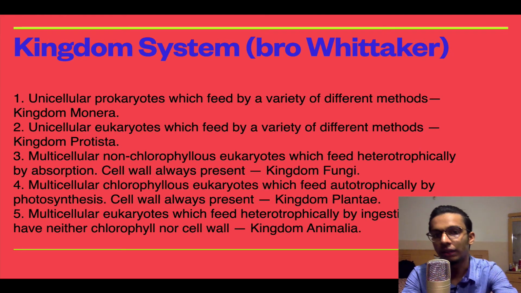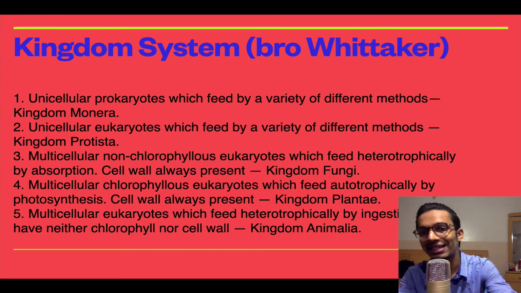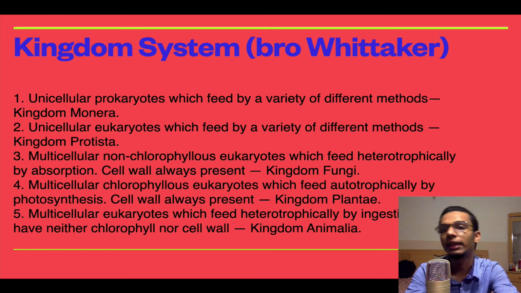Multicellular non-chlorophyllous eukaryotes which feed heterotrophically by absorption, cell wall always present. This is the kingdom Fungi, in which cell wall is present, and they are multicellular, but they do not have chlorophyll. They are also eukaryotes. After that, we have multicellular chlorophyllous eukaryotes. They are multicellular, but unlike fungi, they are chlorophyllous. That's why they are added in the Plantae, and they also have a cell wall.